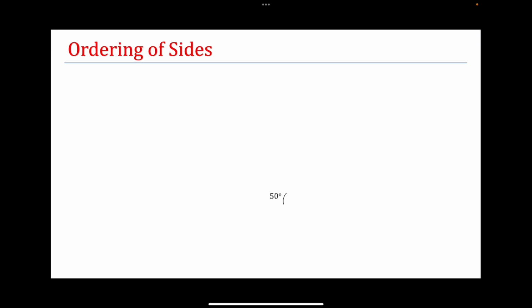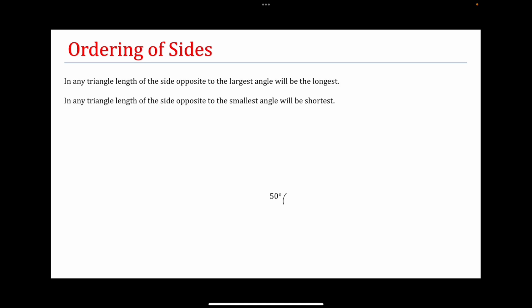Ordering of sides. In any triangle, length of the side opposite to the largest angle will be the largest. Similarly, in any triangle, length of the side opposite to the smallest angle will be the smallest.